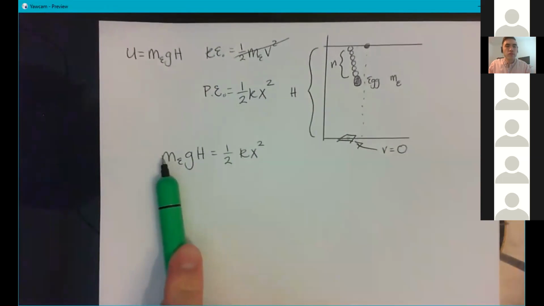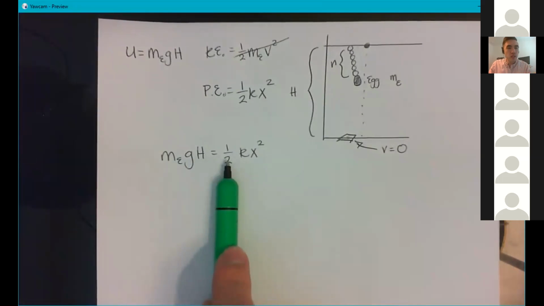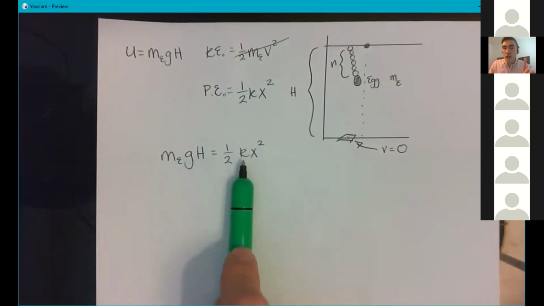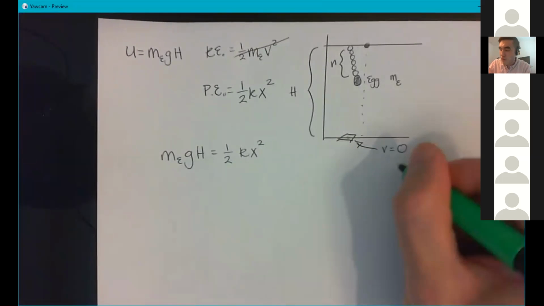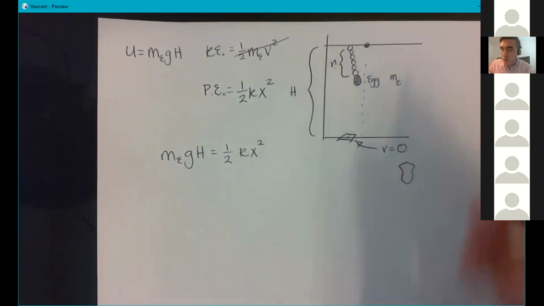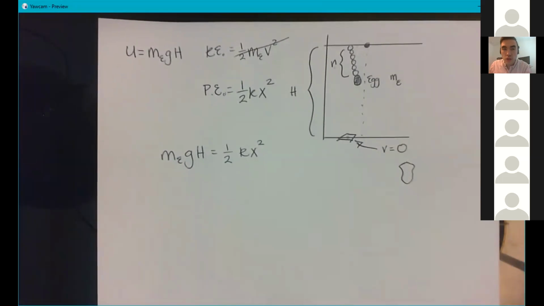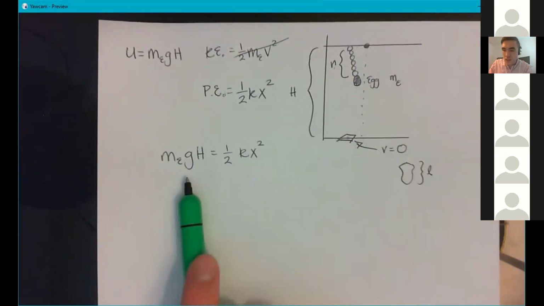Mass of the egg, well-defined. g, well-defined. h, well-defined. 1/2, well-defined. k, not well-defined. x, not well-defined. Here's why, and I'm going to do a little bit of setup here. Let's say that you have 1 rubber band, and N is the number of rubber bands that you are going to need here. Let's say that the length of 1 rubber band is L. What is this x?